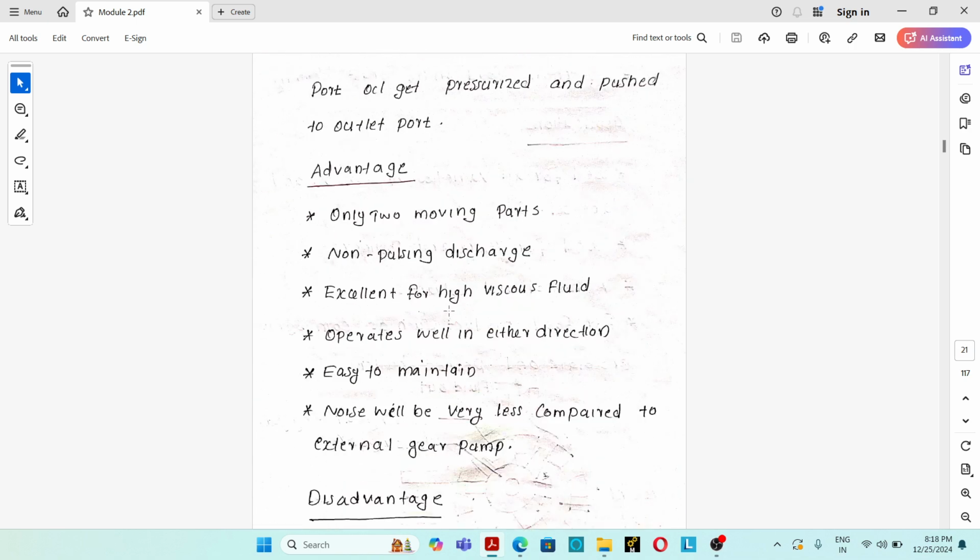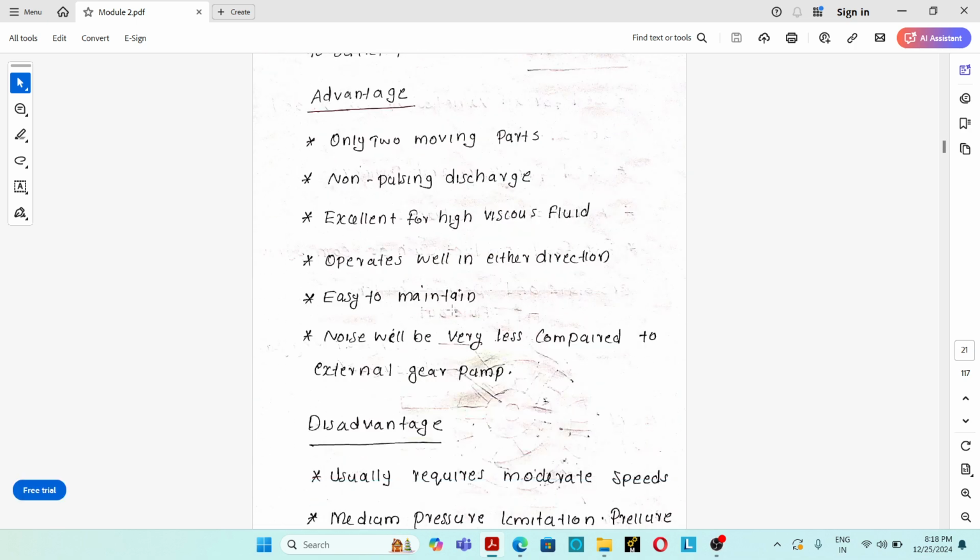So what are the advantages of an internal gear pump? First one, only two moving parts, non-pulsing discharge, excellent for highly viscous fluids, operates well in either direction, easy to maintain, and noise will be very low compared to an external gear pump. So these are the advantages of an internal gear pump.